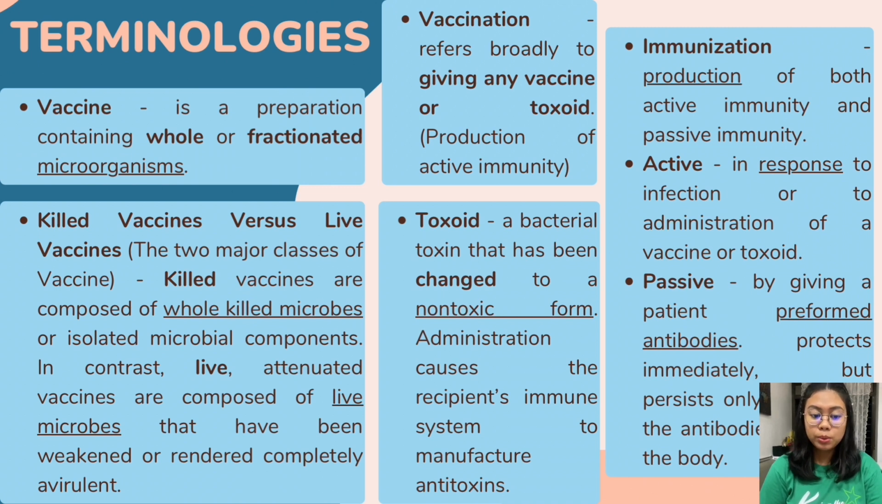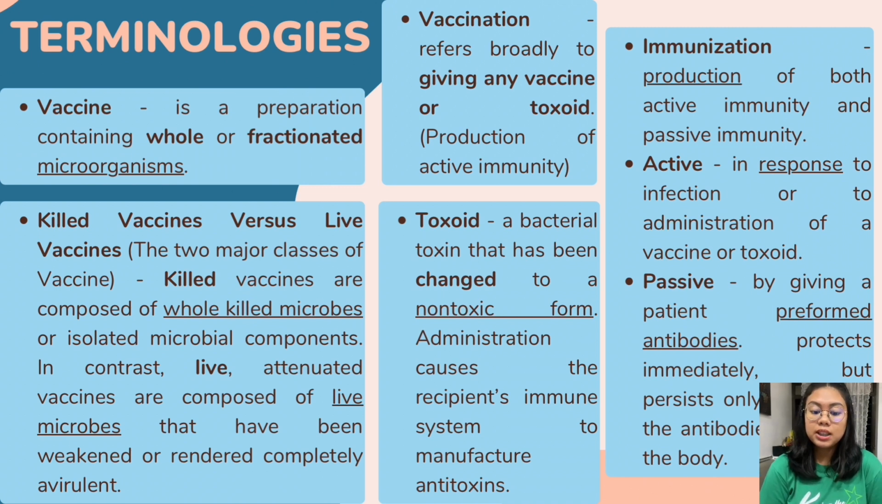Vaccination refers broadly to giving any vaccine or toxoid, or the production of active immunity. A toxoid is a bacterial toxin that has been changed to a non-toxic form. Administration causes the recipient's immune system to manufacture antitoxins. Immunization is the production of both active immunity and passive immunity.